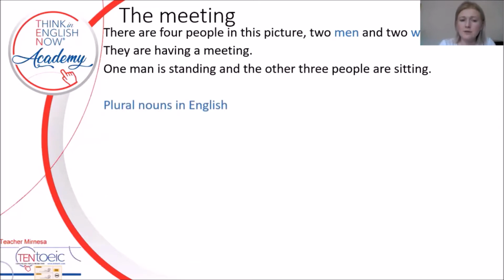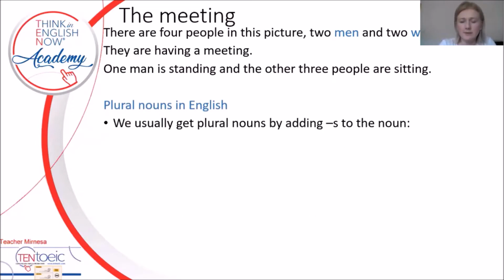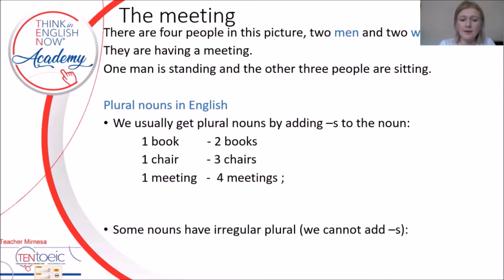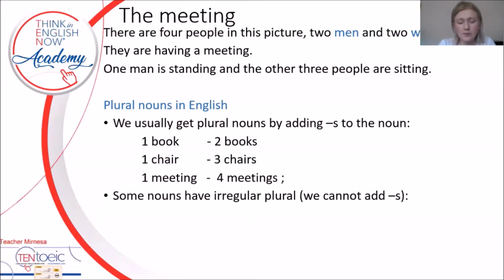Now, let's talk about plural nouns in English. As you already know, we usually get plural nouns by adding an s to the noun and say 1 book, 2 books, 1 chair, 3 chairs, 1 meeting, 4 meetings. But some nouns have irregular plural, which means we cannot add an s. For example, 1 man, 2 men.